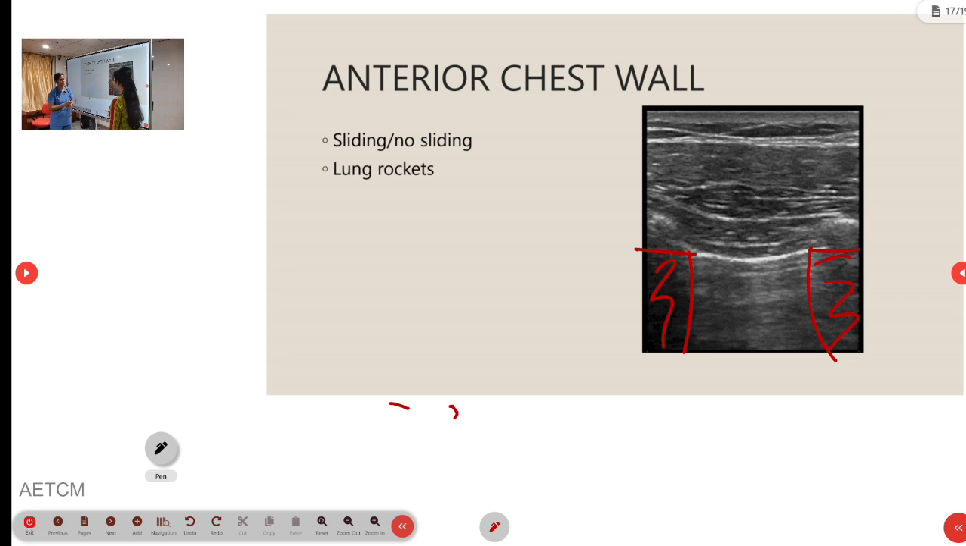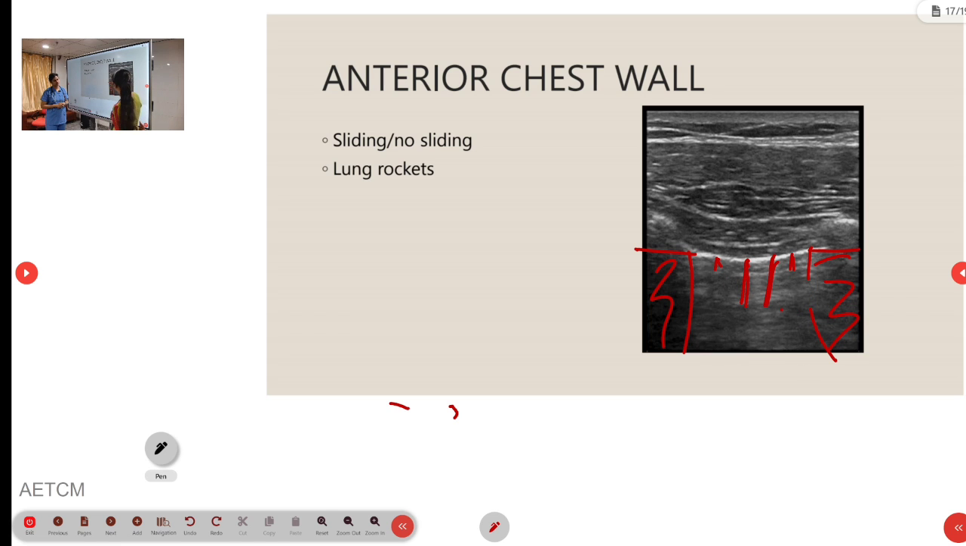And what are lung rockets? Lung rockets are artifacts, white hyperintense lines from the pleural line going down. When we look at this, you will see some small lines like this. What are these lines? A lines. These are actually the shadow of the pleural line. Sometimes you will see small rocket-like beams falling down like this. If these rockets stop at the A line, then that is not significant.